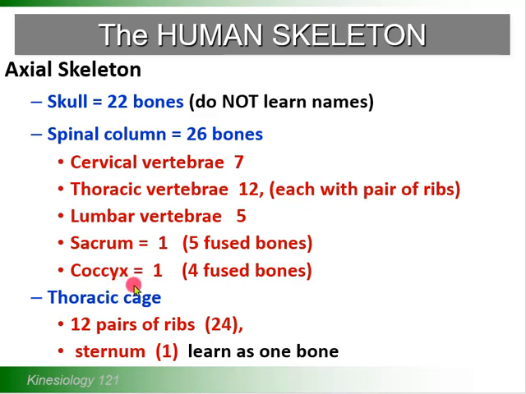Thoracic cage has 12 pairs of ribs on either side, so there will be a total of 24 ribs, and there is one sternum.